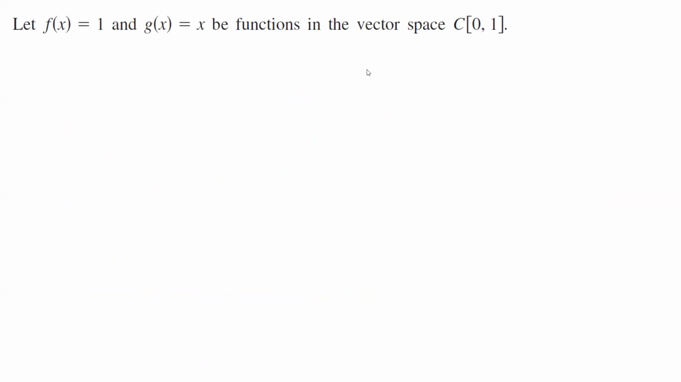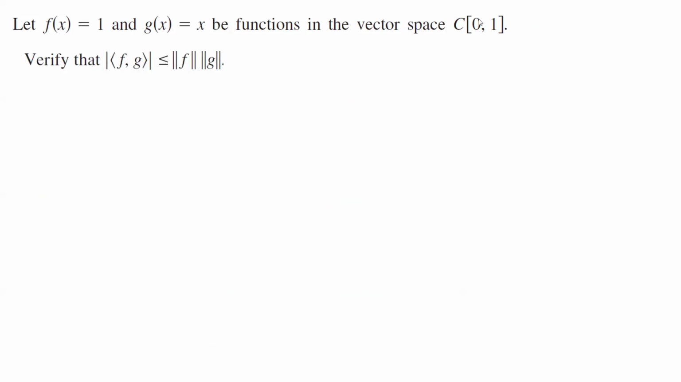Consider functions f and g. Function f is the constant function 1. Function g is the linear function x. Both of them are defined on the vector space of all continuous functions. This C represents continuous functions on the closed interval 0 to 1.